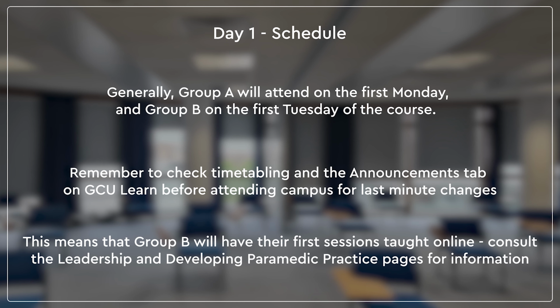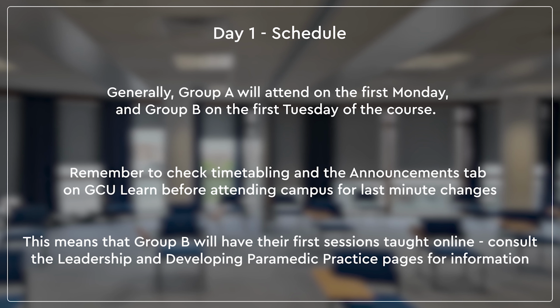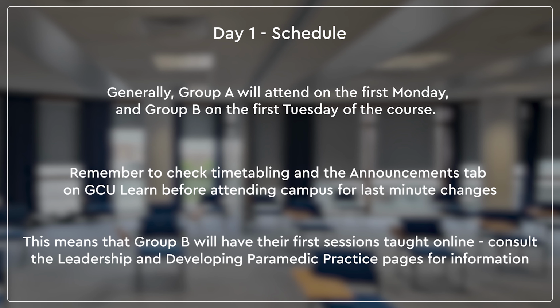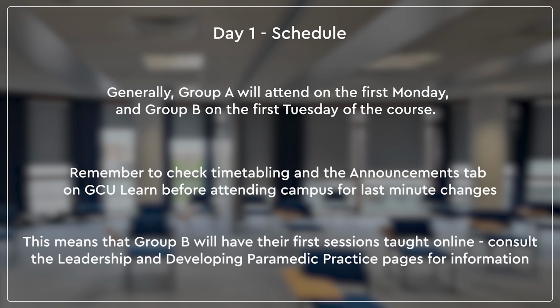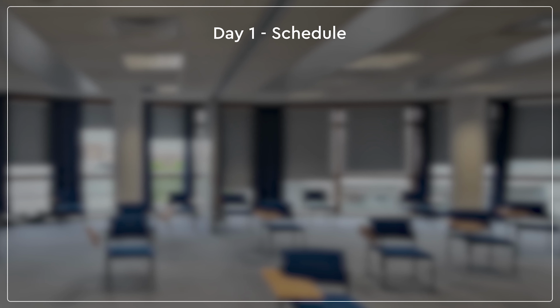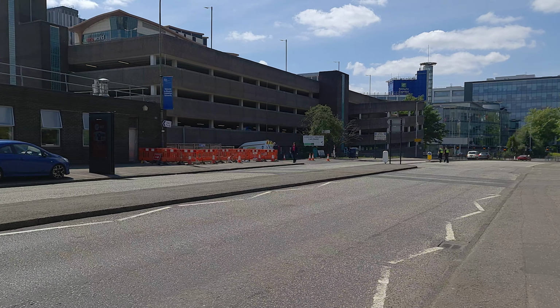Now generally, Group A attend on the first Monday and Group B on the first Tuesday, but this does change. It hasn't changed often, but just be aware that there may be changes to that, so check GCU Learn before attending. This also means that if you're in Group B, you'll have DPP leadership on your first day and you'll attend on the Tuesday, so check those specific modules for guidance on that. So hopefully this will have answered some questions for you around what's going to happen on your first day and how to get into the academy.